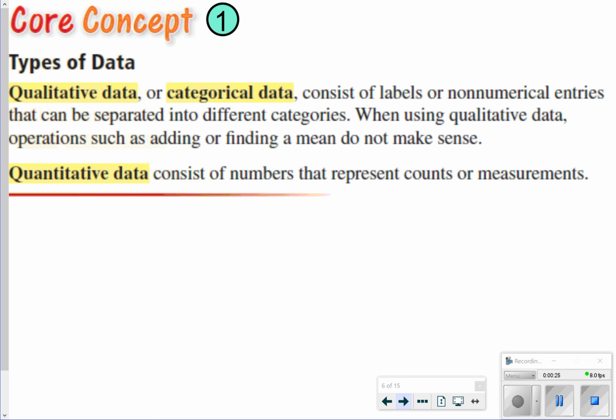The first thing we're going to talk about is the difference between qualitative and quantitative. Qualitative is normally just in categories or labels, and they don't have number entries. They can be separated into different categories, and when we want to do things such as adding or finding a mean, we don't use qualitative data, because we just want numbers for that.